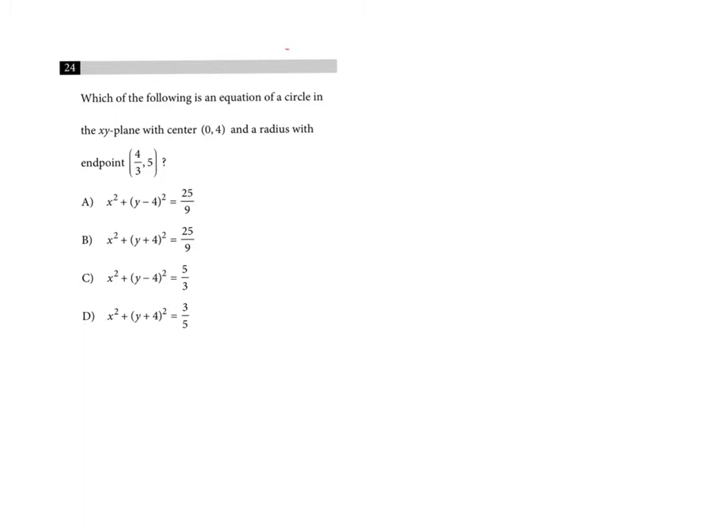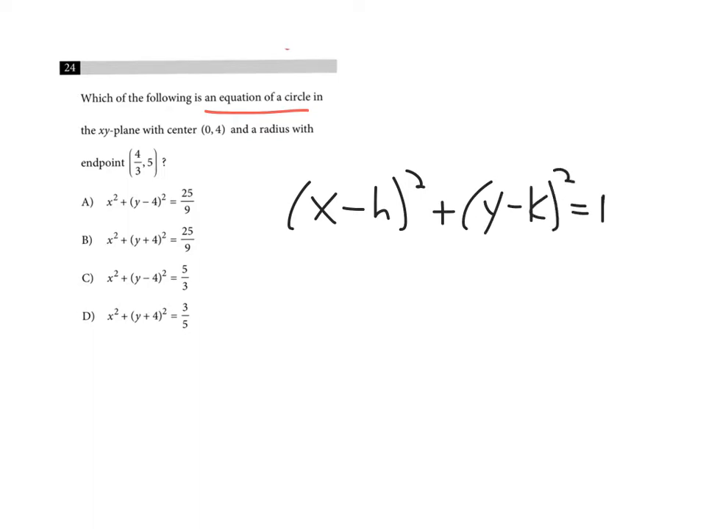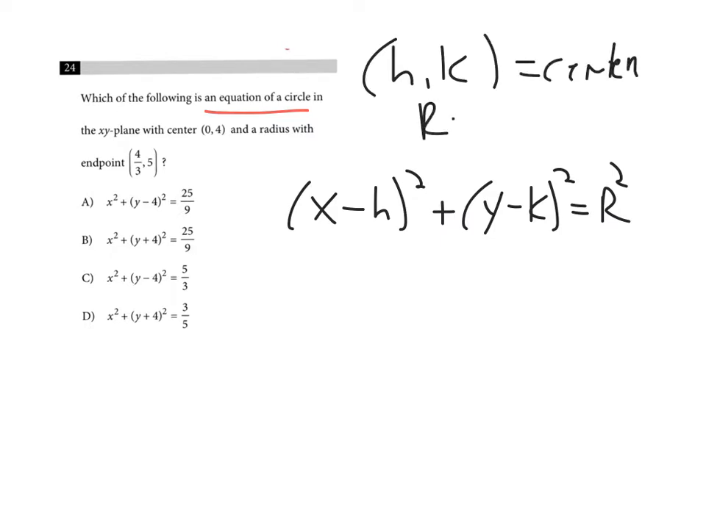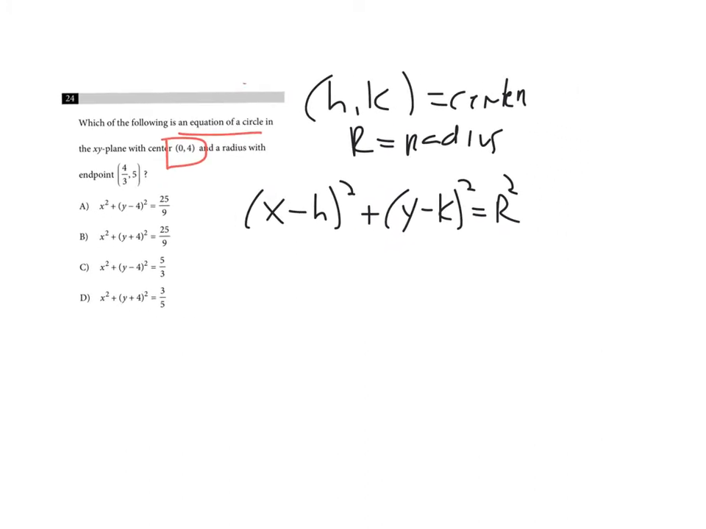Problem 24. Which of the following is the equation of a circle? Remember, the equation of a circle is x minus h squared plus y minus k squared equals r squared, where h comma k is the center of the circle and r stands for the radius. So here, which of the following is the equation of the circle if the center is 0, 4? So that's good. They're telling me the h and the k is 0, 4.